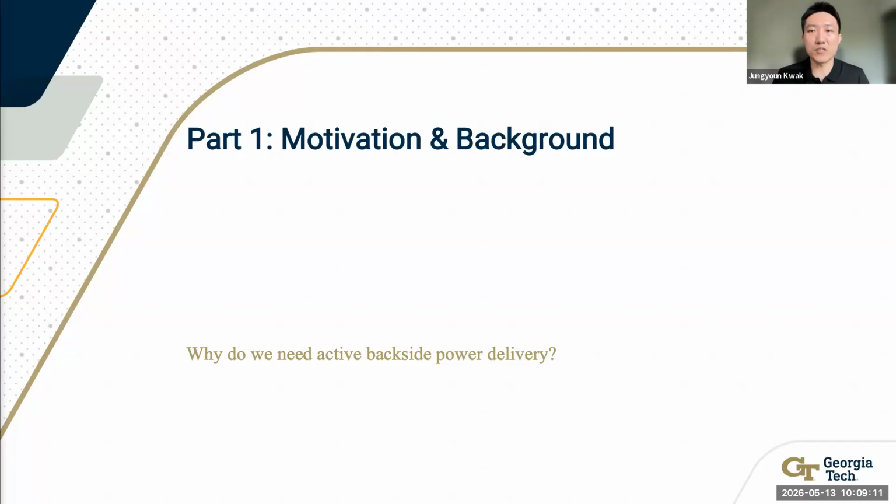In part one, we look at three things. First, the power requirements and voltage conversion demands as technology scales. Second, why the front side power delivery network has physical limits. Third, what the industry has done so far, and why it is not enough without active voltage regulation.